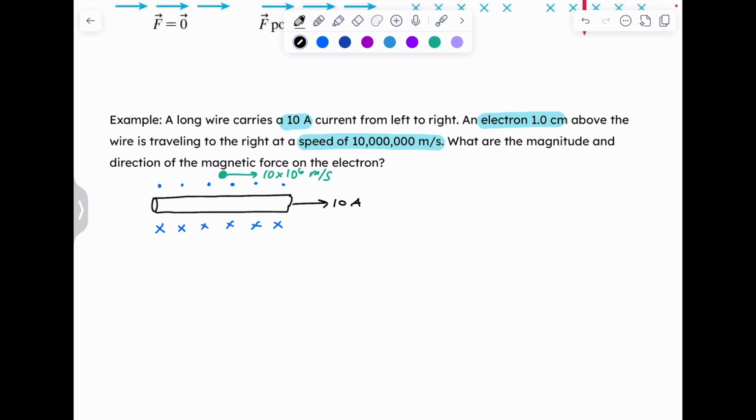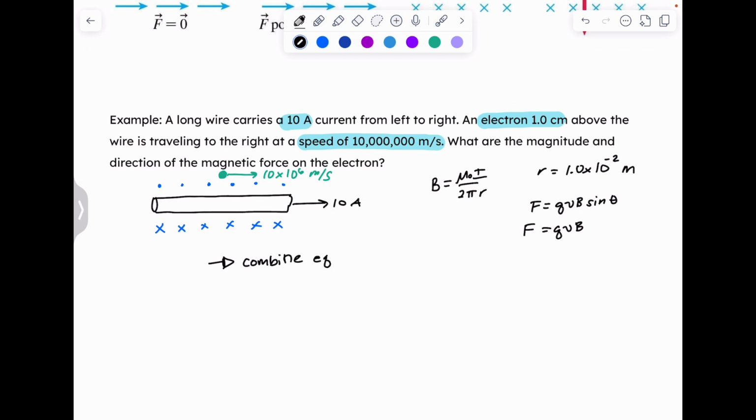So my magnetic field is going to be mu naught I over 2 pi r, where r is 1 times 10 to the negative 2 meters. It's the 1 centimeter above. And then my F is qvB sine theta. But here, I have a 90-degree angle, so it's just qvB. So what I'm going to do is combine the equations before I plug anything in. The bell is about to ring.